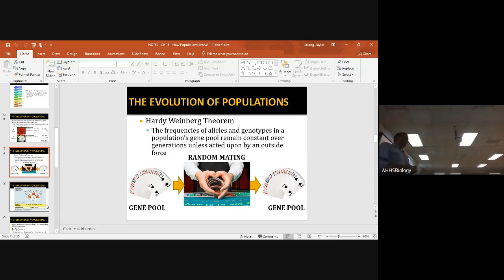And so what Hardy and Weinberg said is that the frequency of alleles and genotypes in a population's gene pool remain constant over generations unless acted upon by an outside force. What they meant by outside force were the 5 things that can make a population evolve. Let's look at those 5 things, and then I will show you a practice problem.